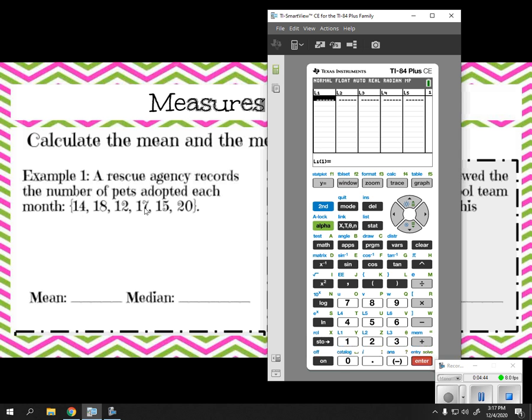All right, so what we're going to do is we're going to type in each of these numbers. 18, and make sure you put them in correctly.